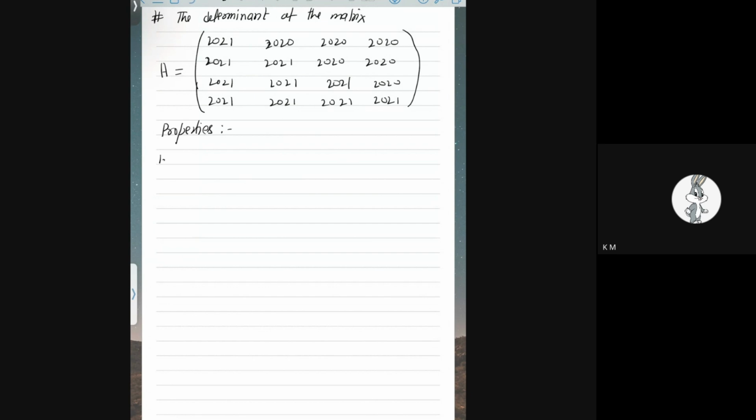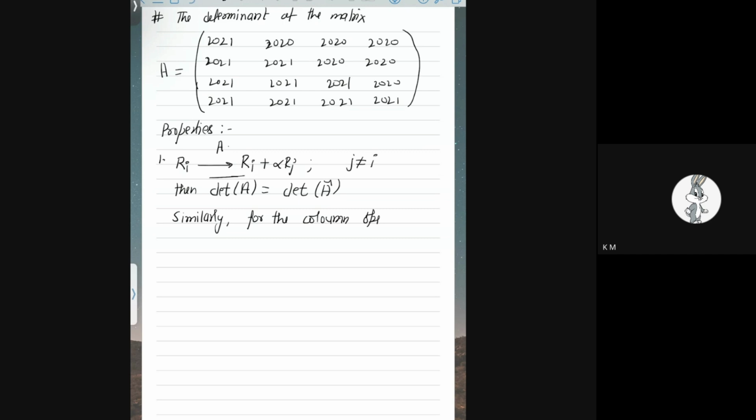Properties. If A is a given matrix and we apply a row operation, for example, row i goes to row i plus alpha times row j, where j is not equal to i, then the determinant of the matrix A is equal to the determinant of the matrix which we get after applying this row operation. Okay, is the statement clear? Similarly for the column operations. Is this clear to everybody?